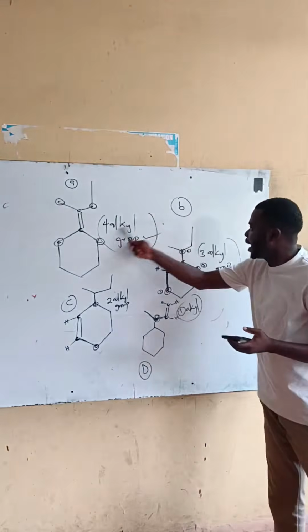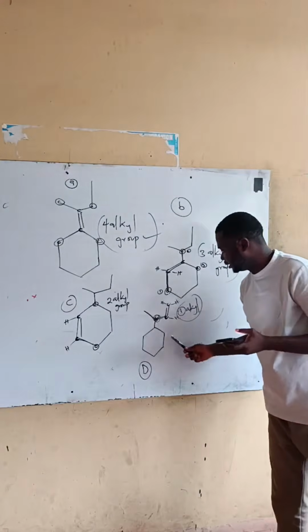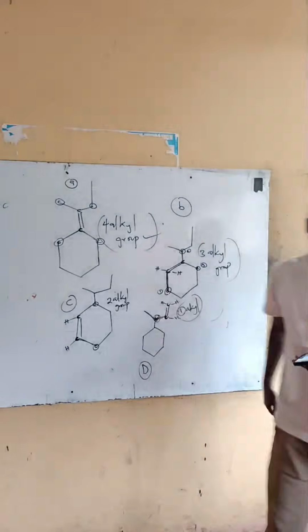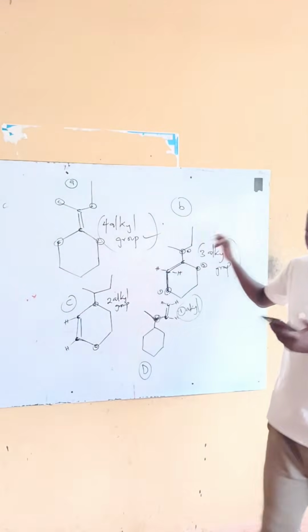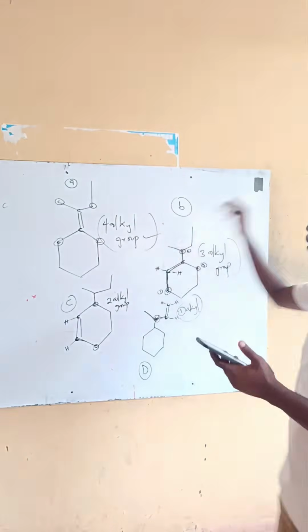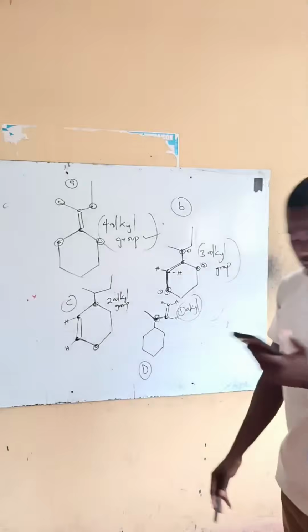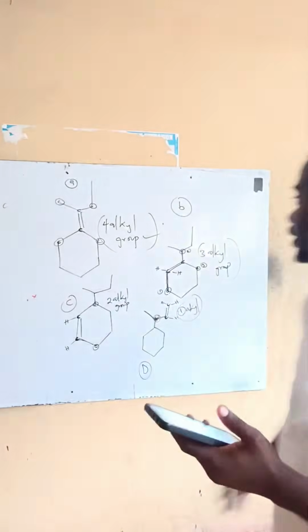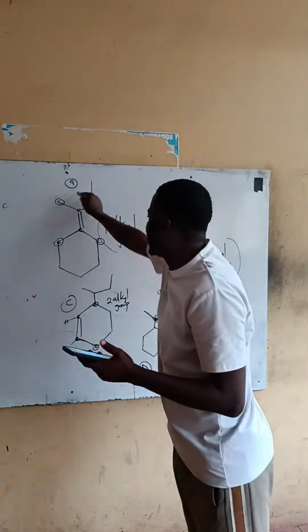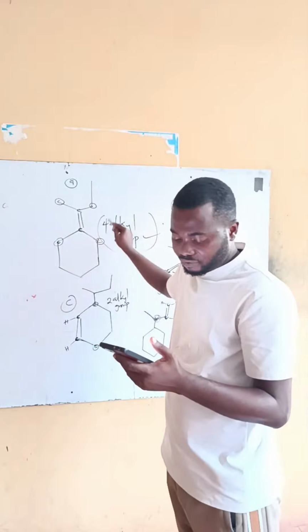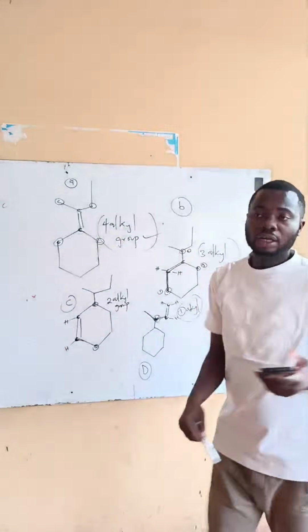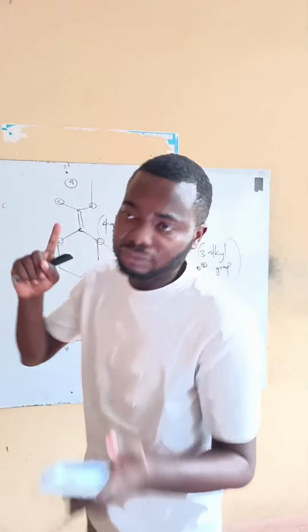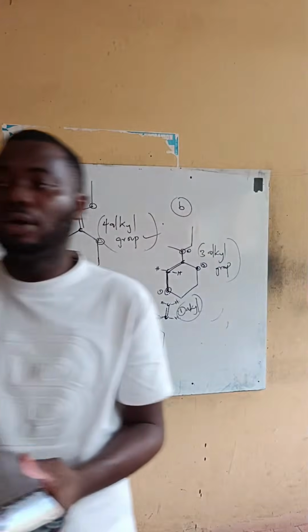So my question is this for everybody online and those who have come for the physical class. 1, 2, A, B, C, D. Who is more stable? A. Why is A more stable? Because it's having what? 4 alkyl groups. So today we've been able to achieve how to get stability of alkene.